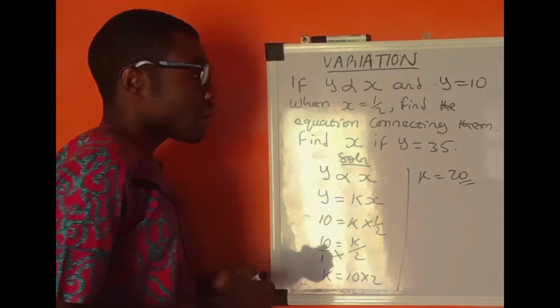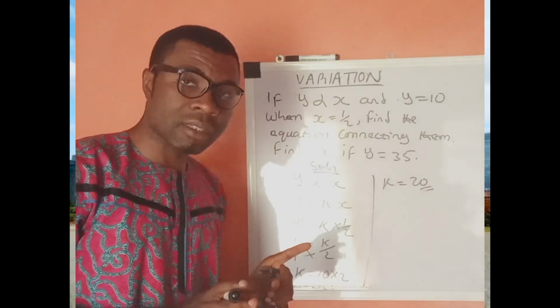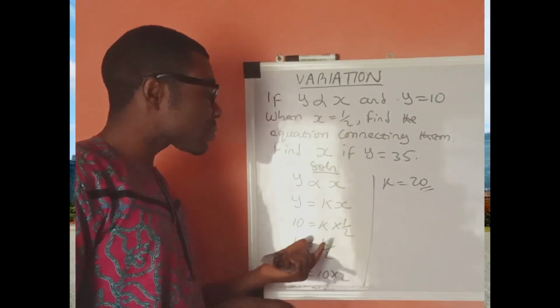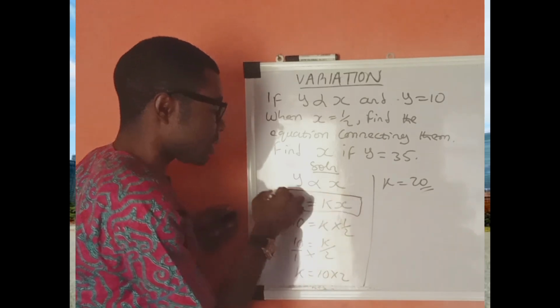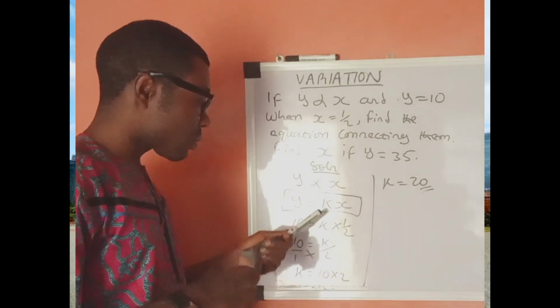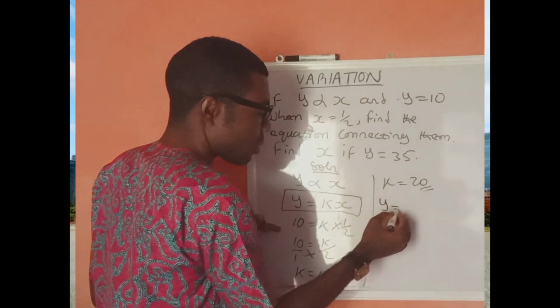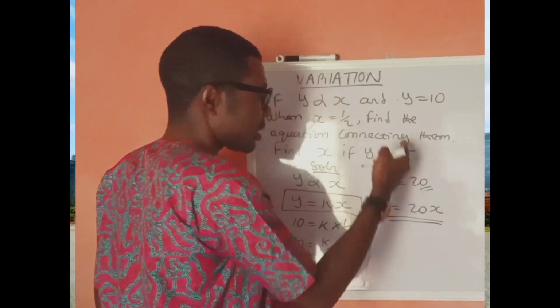Okay, but it is not k we were asked to find. It said find the equation connecting them. But these are the steps we have to take. First of all, find the constant, then substitute the constant in the original relation. This is what we call the equation connecting them. Then you substitute that k here so that y equals 20x. So this is the equation that we were asked to find.